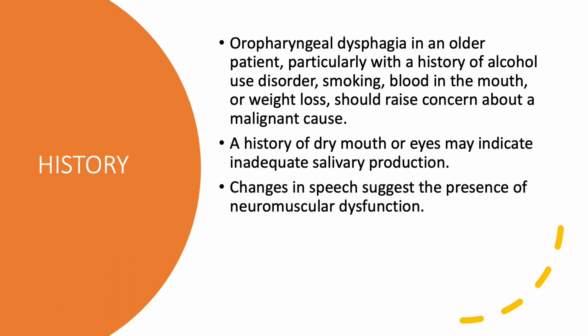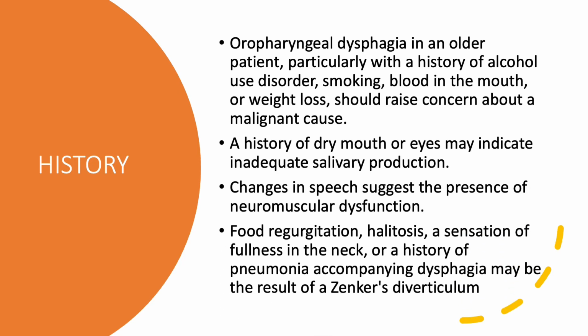Changes in speech suggest the presence of neuromuscular dysfunction. Hoarseness or a weak cough may represent vocal cord paralysis. Slurred speech may indicate weakness or incoordination of muscles involved in articulation and swallowing. Food regurgitation, halitosis, a sensation of fullness in the neck, or history of pneumonia accompanying dysphagia may be the result of Zenker diverticulum.